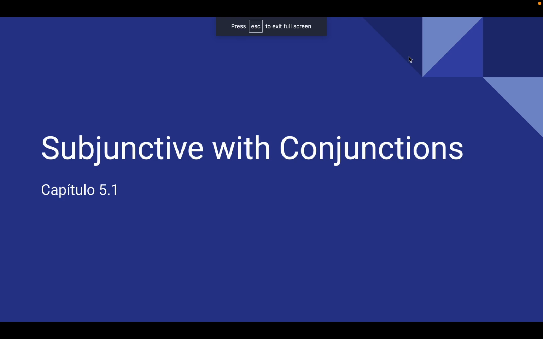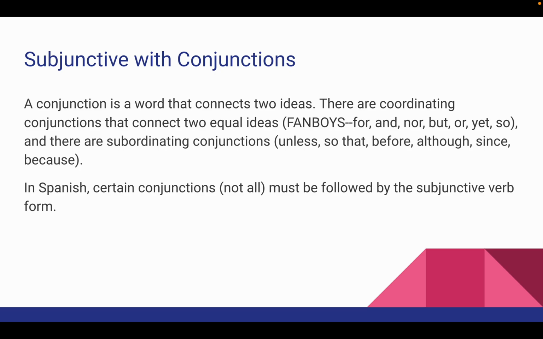Good morning, students. Today we are going to learn about the subjunctive with conjunctions. So what is a conjunction? A conjunction is a word that connects two ideas. There are coordinating conjunctions that connect two equal ideas. In English class, you might know these as FANBOYS: for, and, nor, but, or, yet, so.